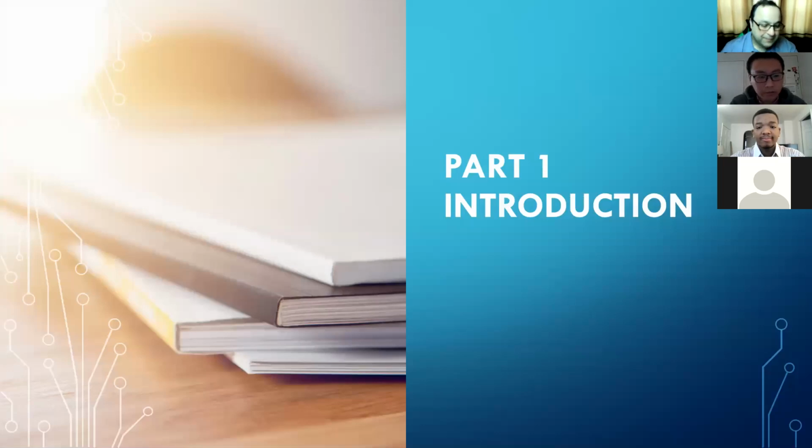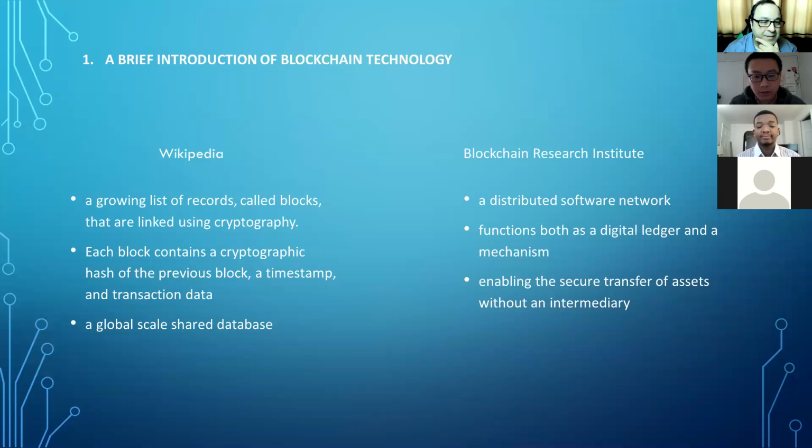Hi, everyone. For the first part of our project, I'm going to give a brief introduction of the IBM blockchain. Here we have two definitions of blockchain technology. In Wikipedia, it is called a global scale shared database, and from the Blockchain Research Institute, it is called a distributed software network. But no matter whether it's a network or a database, it has some common features that stick to the blockchain.